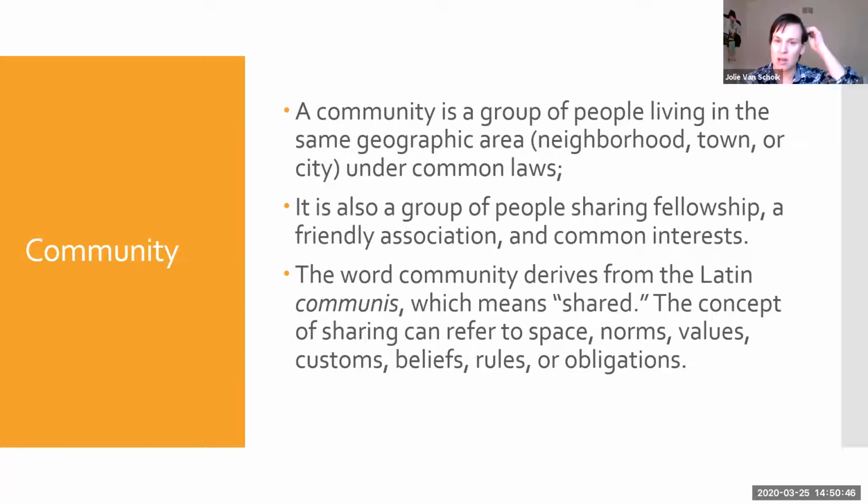The word community comes from Latin, like many of our words, which means shared. So it's the concept of sharing either a job or space or attitudes, norms, values, beliefs, rules, obligations. Typically when we're thinking of a community that you might live in, it's a lot of people who live in the same area, have the same laws, and maybe some of the same norms, values, or rules.